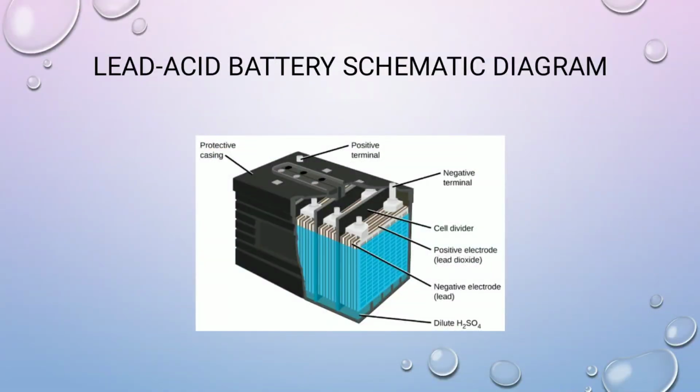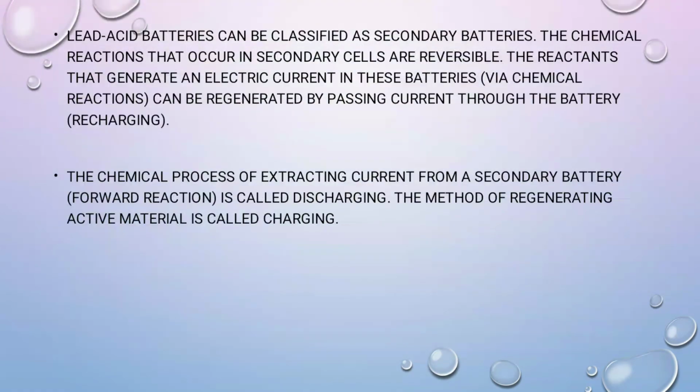So this is the schematic diagram for the lead acid battery. The lead acid batteries can be classified as secondary batteries. The chemical reactions that occur in these secondary cells are reversible. The reactants that generate an electric current in these batteries via chemical reactions can be regenerated by passing current through the battery. That is called recharging. So they can be recharged.